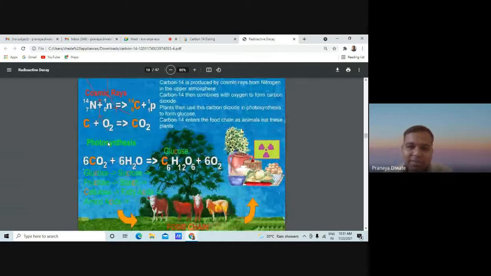You can see that this is a very colorful picture. Carbon 14 is produced by cosmic rays from the nitrogen in the upper atmosphere. In the upper atmosphere you have this carbon 14.